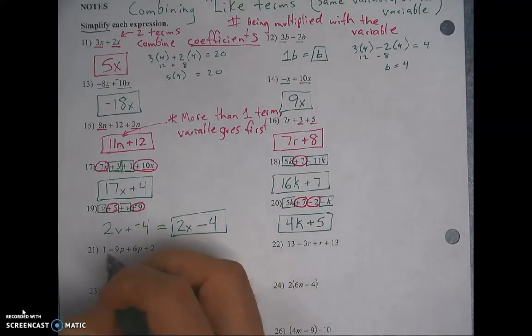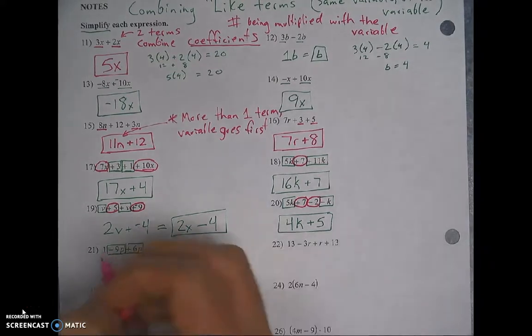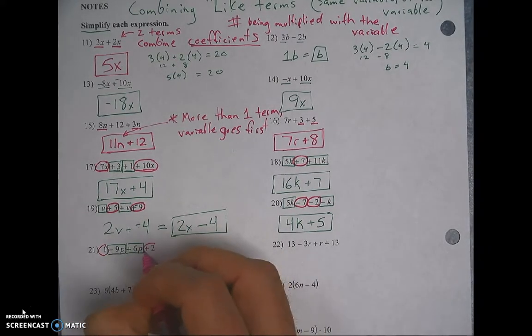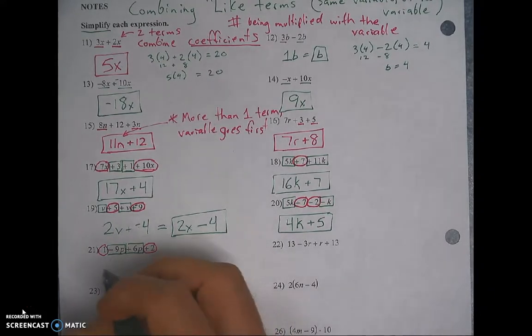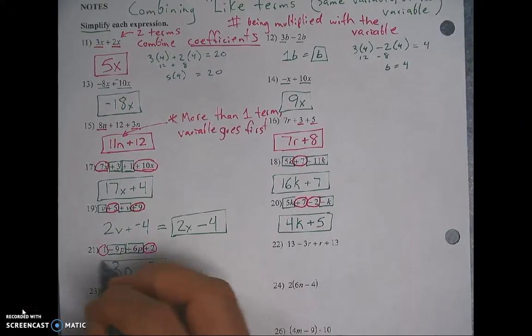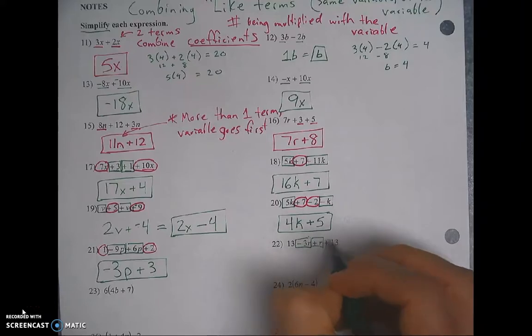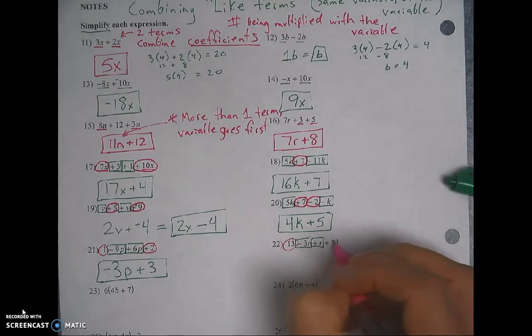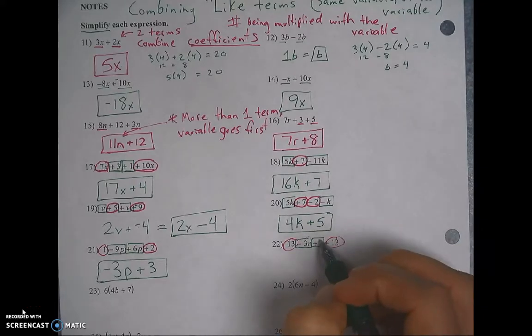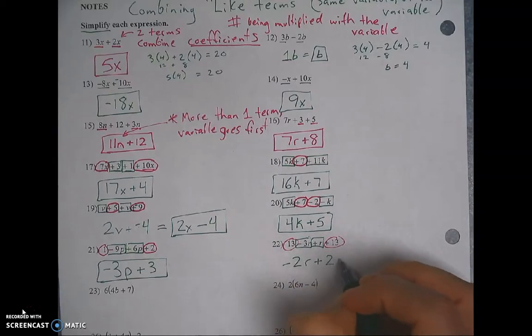Last two, let's run through them quick. My variables here are negative 9 and 6, and my whole numbers are a 1 and a 2. So negative 9 and 6 is negative 3p, and 1 plus 2 is positive 3, so I'm going to put plus 3. And then over here, negative 3r and r, and 13 and 13. So this is a positive 1, so negative 3 and positive 1, that's negative 2. And 13 and 13 is a positive 26.